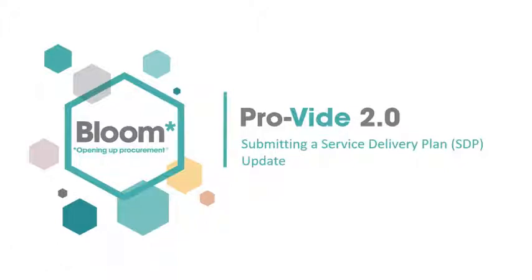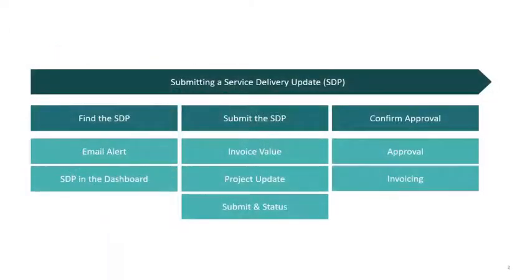This video will show a supplier how to submit a service delivery plan update, which will feed into the invoicing and payment process. So I'm going to show you today how to find the SDP first from an email alert or in the dashboard, submit the SDP, inputting the invoice value, project update, and submitting and updating the status, and confirming the approval from the buyer and what happens next with the invoicing.